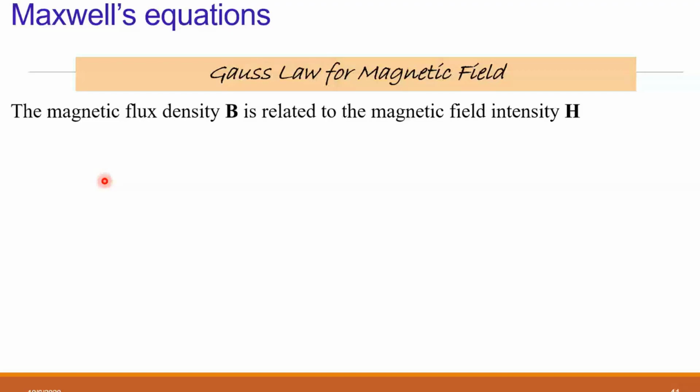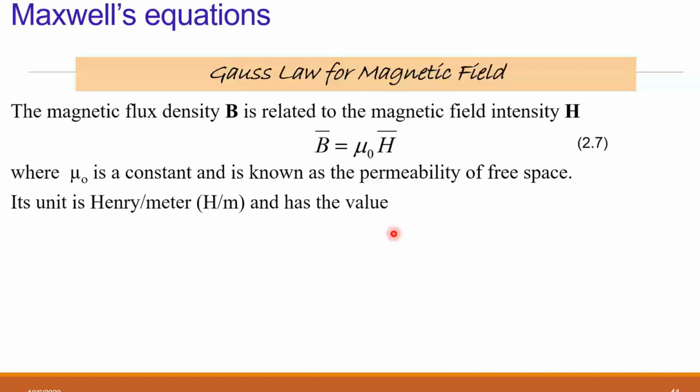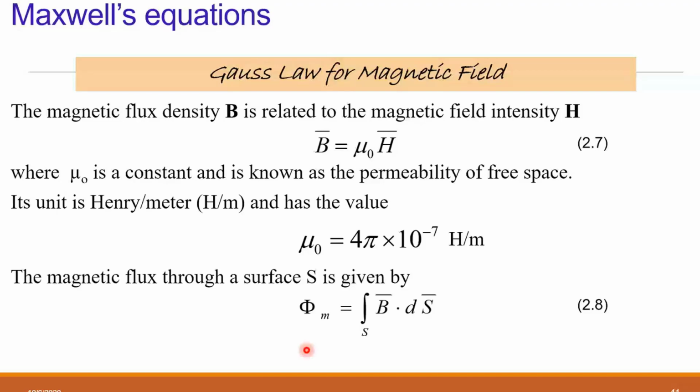Next we are going to see the same Gauss law for the magnetic field. In the magnetic field, some change will be there. The magnetic flux density is related to the magnetic field intensity. We already know that B bar is equal to mu into H bar. Let us consider that it is air, so the magnetic flux density B bar will become mu naught into H bar. What is mu naught? Mu naught is a constant known as the permeability of free space, and it is measured in Henrys per meter. So the value of that we know.